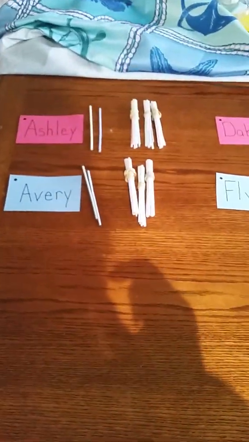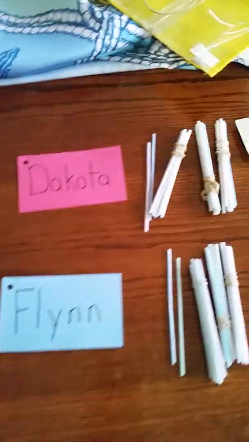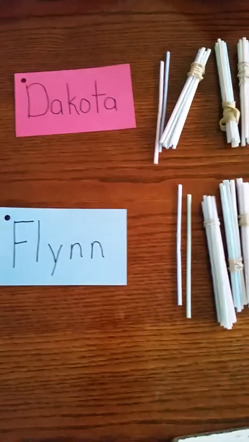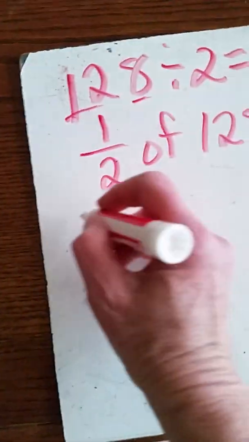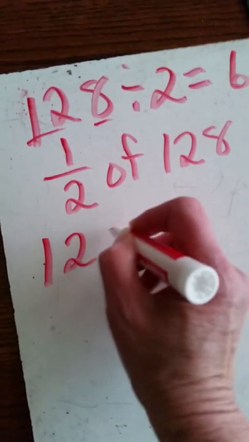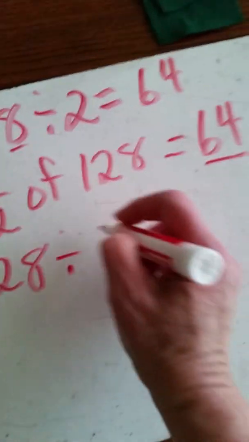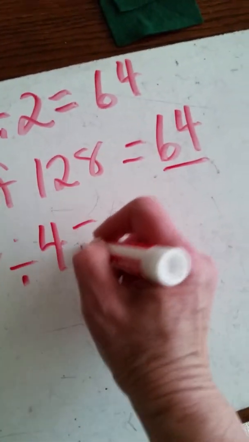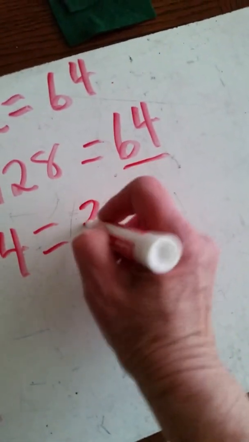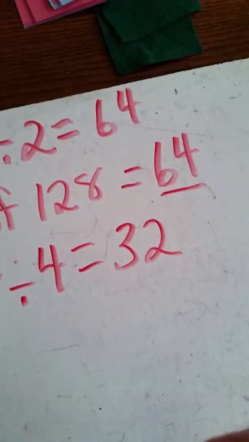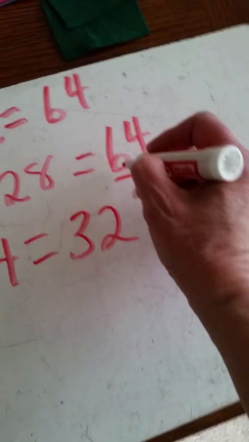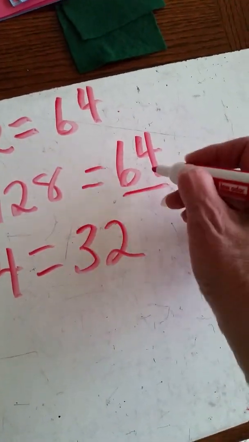So now our table looks like this. Ashley has 32, Avery has 32, Dakota has 32, and Flynn has 32. So we go back to our whiteboard. 128 divided by 4 wonderful students equals 32 in each group. Half of 6 is 3, half of 4 is 2.